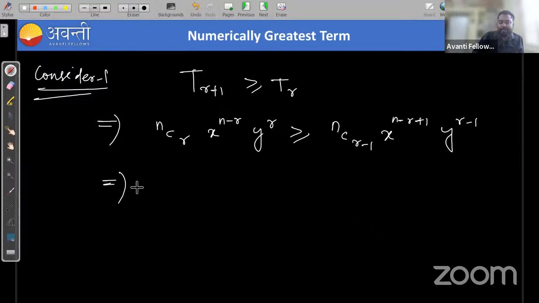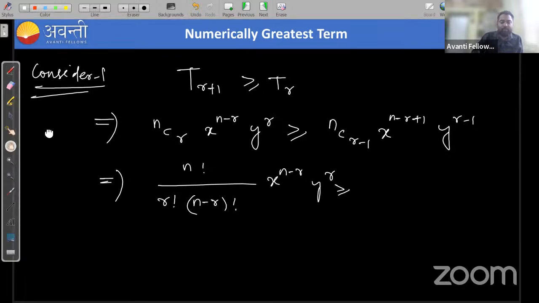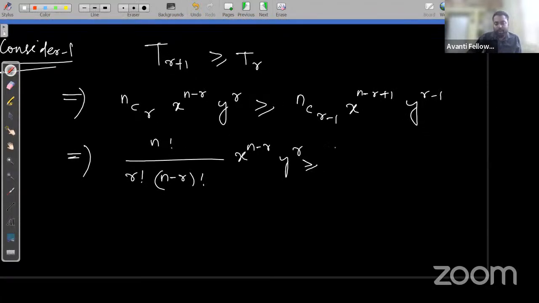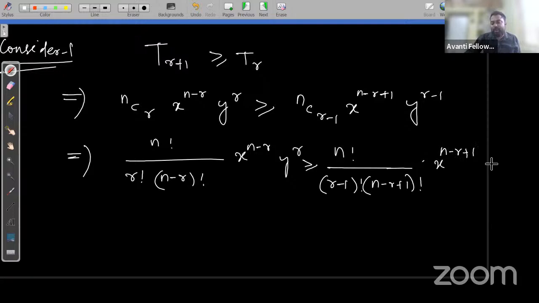If we use the formula of combinations here, this will be n factorial upon r factorial into n minus r factorial, into x to the power n minus r into y to the power r, which is greater than or equal to n factorial upon r minus 1 factorial into n minus r plus 1 factorial, right? Into x to the power n minus r plus 1 into y to the power r minus 1.